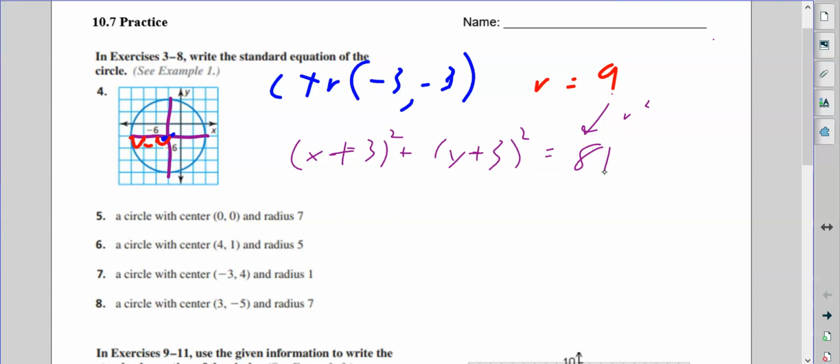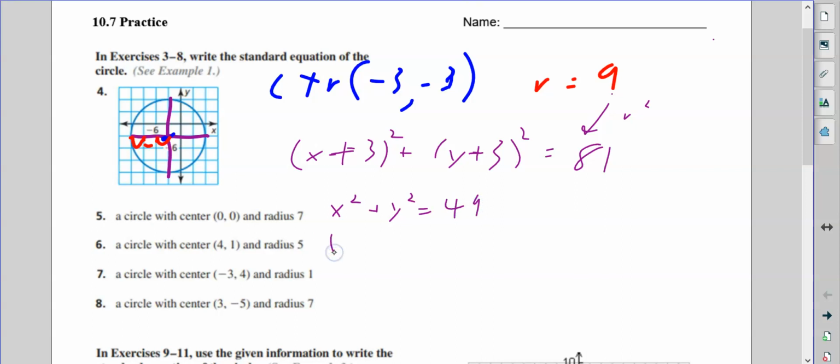Okay, number 5, the center is at 0, 0. So technically it's x minus 0, but we don't waste our time doing that. So when it's 0, we just say x squared plus y squared equals 7 squared.